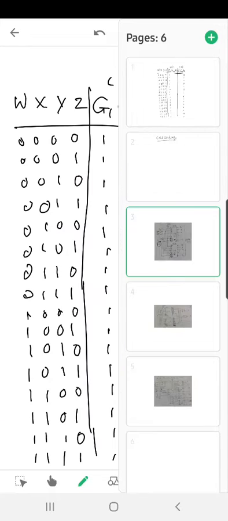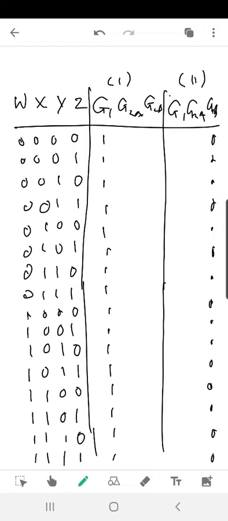So G2B of the first decoder will remain at 0. Similarly, G2A of our second decoder will remain at 0.